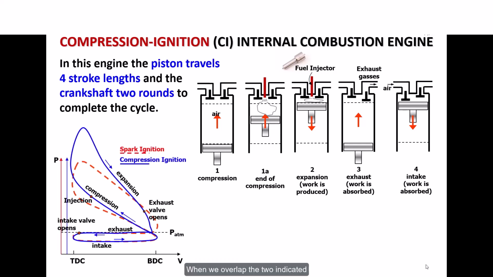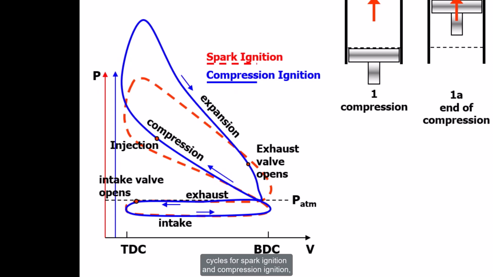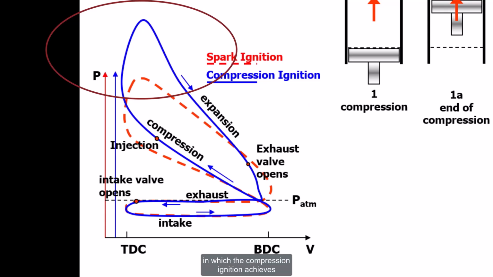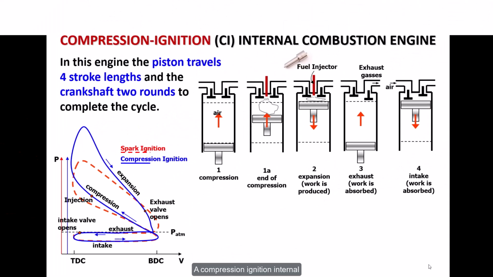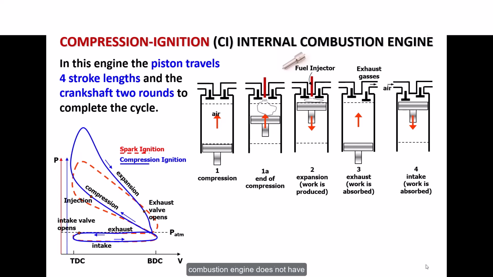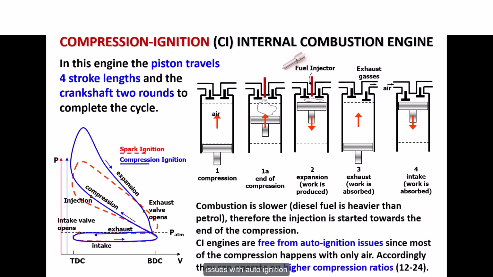When we overlap the two indicated cycles for spark ignition and compression ignition, we spot identities or similarity for most of the states except at higher cycle pressure, in which the compression ignition achieves significantly higher values of pressure and temperatures. A compression ignition internal combustion engine does not have issues with auto-ignition, since most of the compression uses only air. This results in higher compression ratios than a spark ignition engine, leading often to higher efficiency.